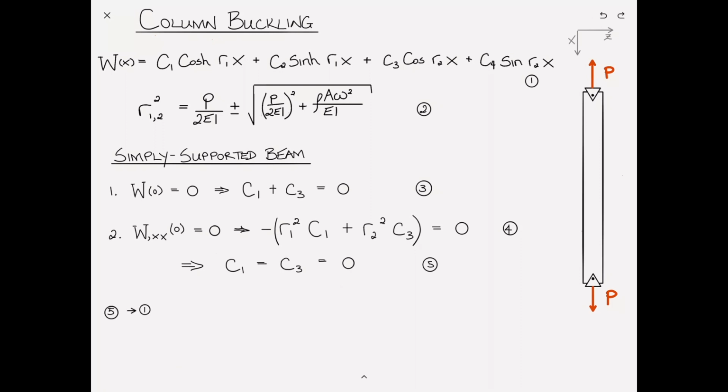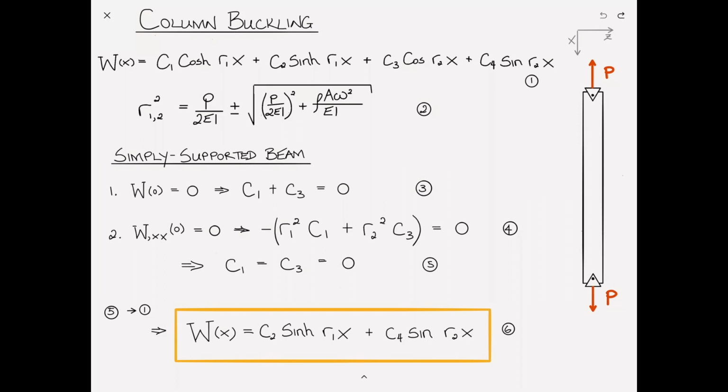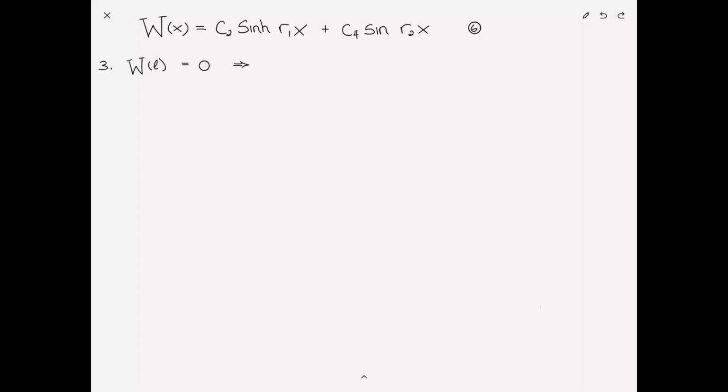Then by substituting equation 5 into equation 1, we can reduce equation 1 to w of x equals C2 sinh r1x plus C4 sine r2x. We'll number that equation 6 and put a box around it. Now we need to substitute the two boundary conditions at x equals L. Let's copy equation 6 to this page. Boundary condition number 3 then would be that w at L is equal to 0. This implies that C2 sinh r1L plus C4 sine r2L is equal to 0. Easy enough, we'll call that number 7.